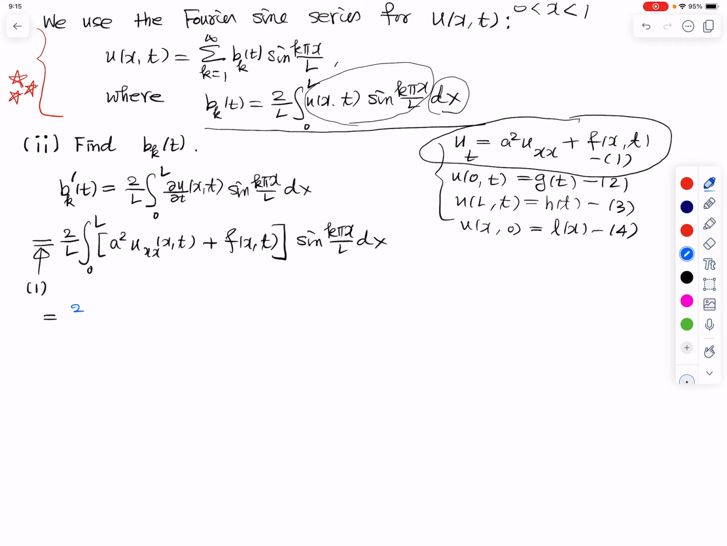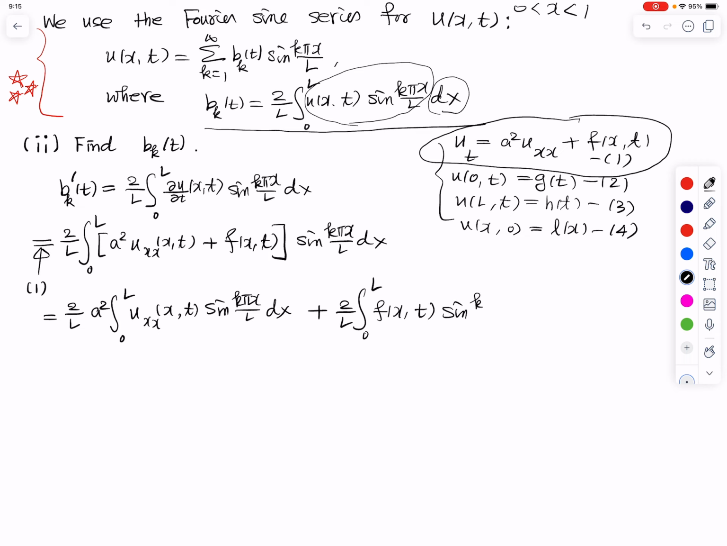2 divided by L, a squared, integral from 0 to L of u_xx(x,t) sine(k pi x divided by L) dx. And then 2 divided by L, integral from 0 to L of f(x,t) sine(k pi x divided by L) dx. That's what I have.